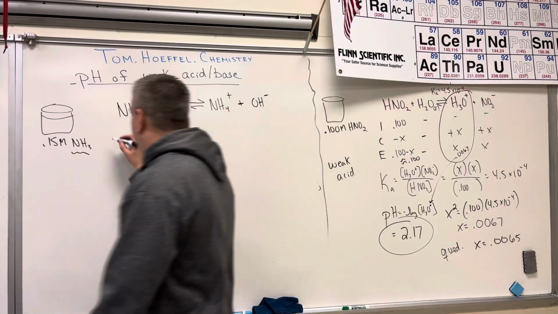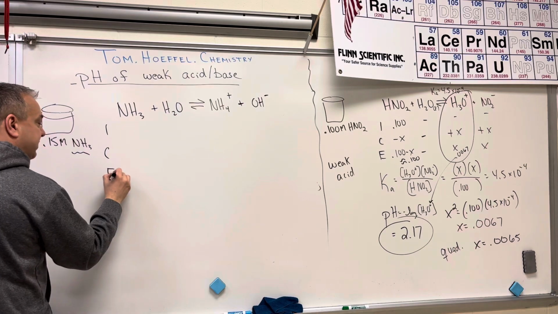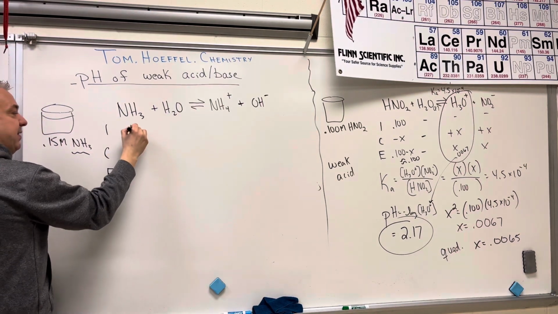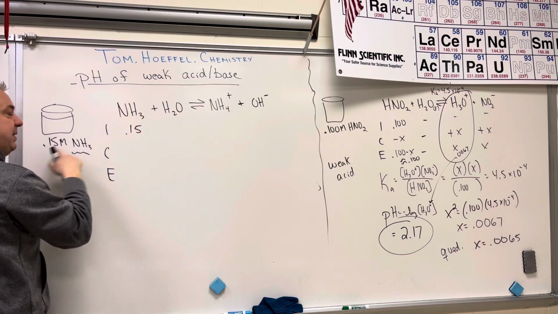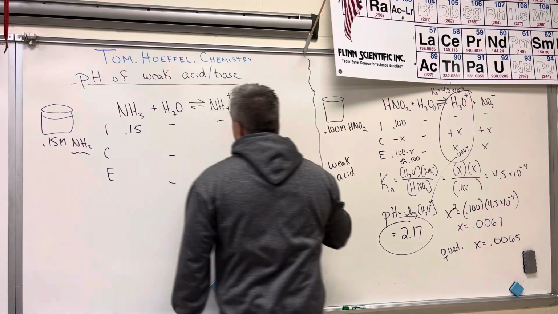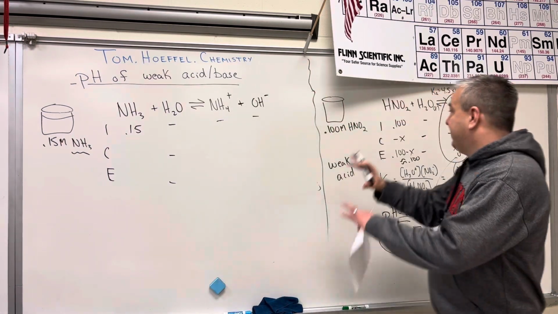And we're going to set up our ice chart, and the reason we're using an ice chart is because we have an equilibrium arrow. The initial molarity of the NH3 is 0.15. We're not going to worry about the water. And we kind of have the same setup here.